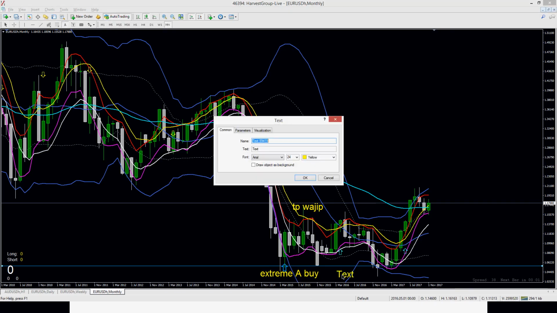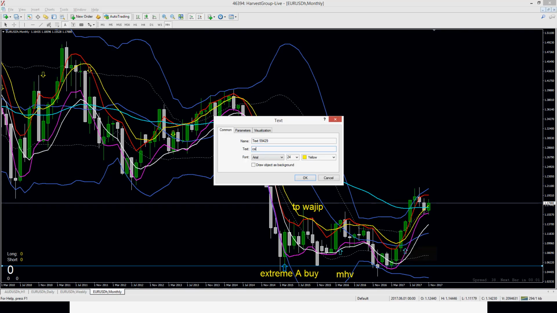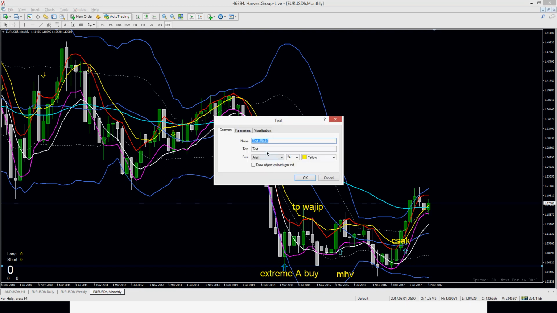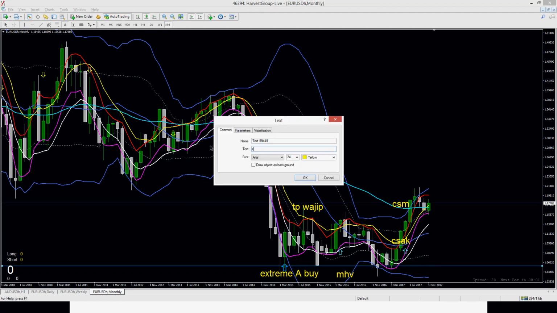Okay, so this is a potential MHB on the monthly time frame, and you have MHB, and you also have a candlestick Arakoko over here, a candle that break through MA5, MA10, and mid BB. Then at the top you have CSM. Okay, and over here you also have a setup.